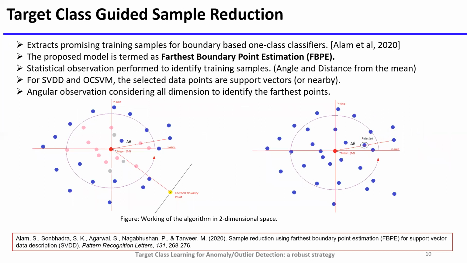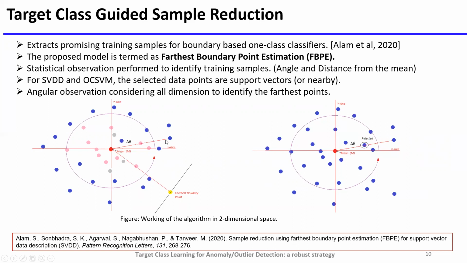Coming to the most recent approach, that is known as the farthest boundary point estimation approach. The diagram represented here is a two-dimensional view. Again, the concept is the same. All the statistical aspects, basically the angle and the distance from the mean of the distribution, have been considered in this approach. And you see this diagram.